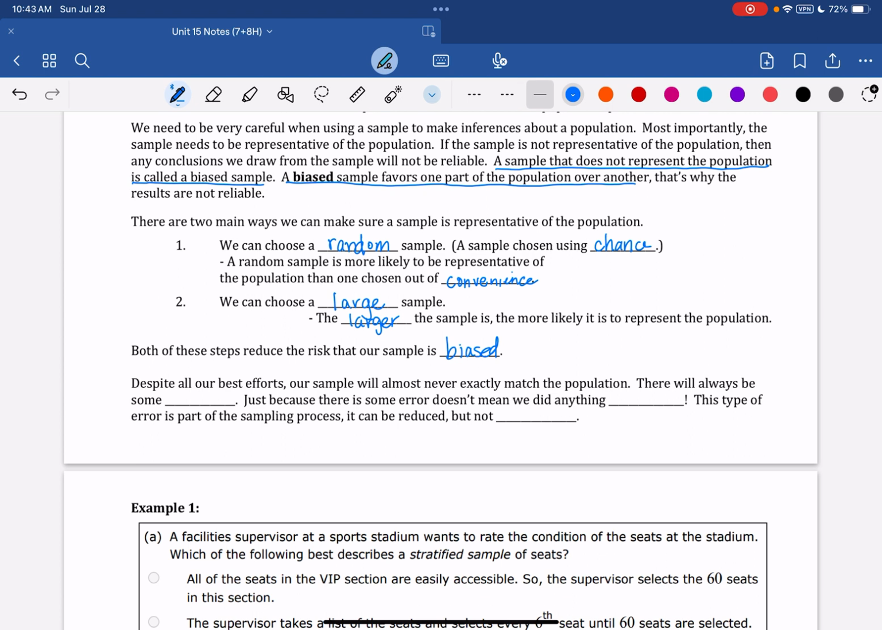So despite all of our best efforts, our sample will almost never exactly match the population. There will always be some error. Just because there is some error doesn't mean that we did anything wrong. It's just the nature of things. So this type of error is just part of the sampling process. It can be reduced, but not eliminated. Okay, so we can take steps to make sure that when we're doing statistics, we're getting numbers that are going to be as useful as possible.